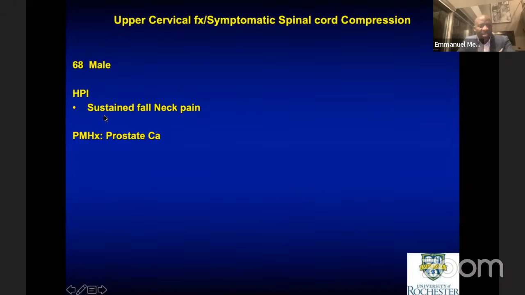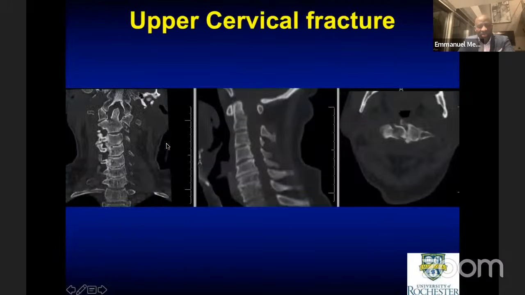So, a 68-year-old male sustained a fall. This is actually one of our primary care partners here at the University of Rochester. The patient sustained a fall onto his neck. He said he woke up and felt drowsy and fell down and was found down several hours later. Past medical history significant for prostate cancer. He presented to the emergency department, and the patient was found to have this fracture through the neck of the odontoid and extending into the lateral mass of C2 on the left side.